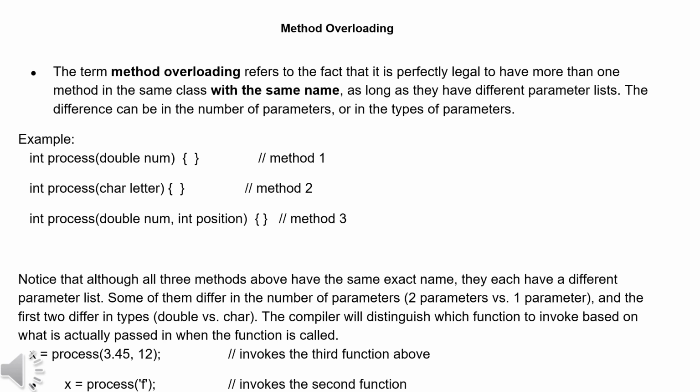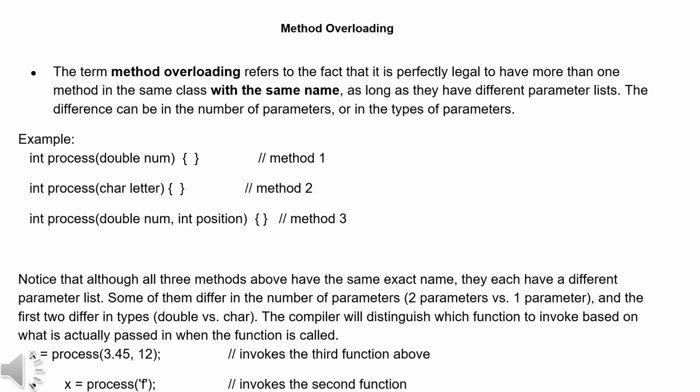So if you define your method like that, and then you call your method in your program, like what we have below, x equals process 3.45 and 12. Now the compiler knows which process it is based on the parameters. The first one, as you see, is 3.45. It's a double, right? And the second one is an integer. So it has two parameters. The first one is double and the second one is integer. So it's completely obvious that this method is method number 3.